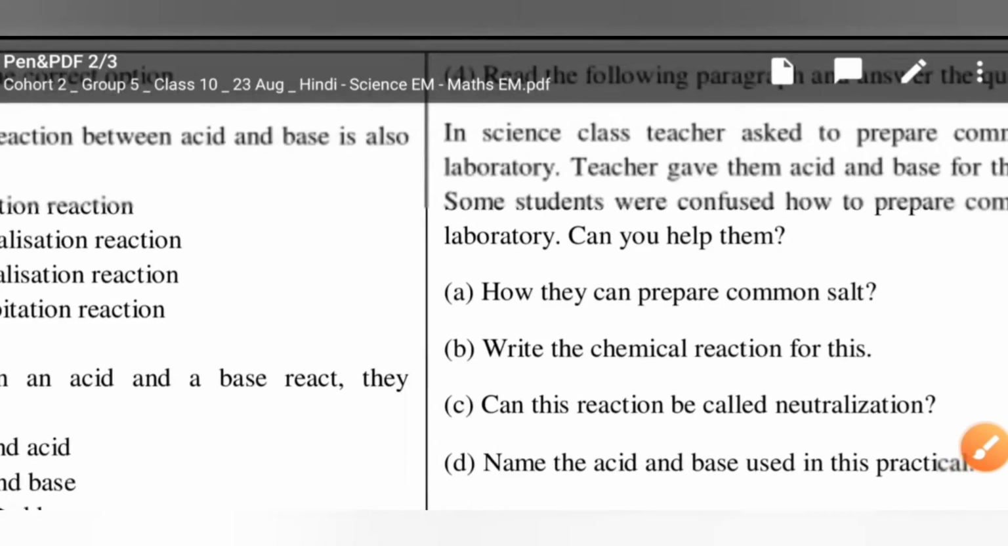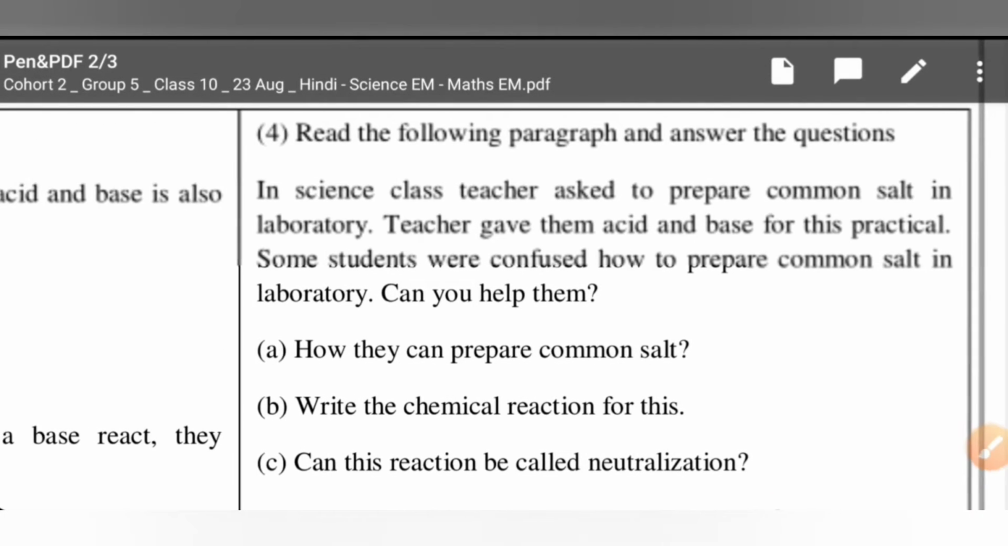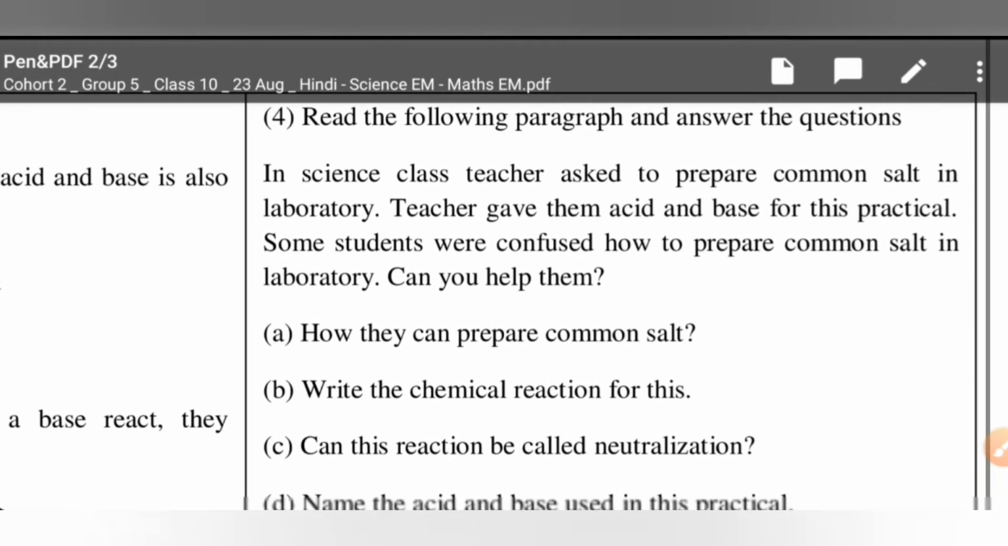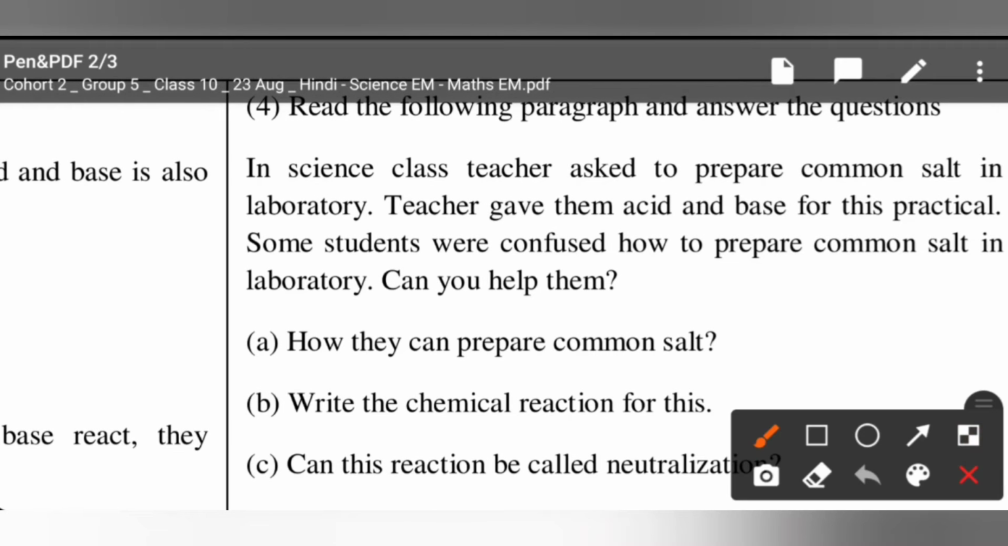Now in this question you can see that a paragraph is given. You have to read the paragraph and answer the following questions. So the paragraph is that in science class, the teacher asked to prepare a common salt in a laboratory.